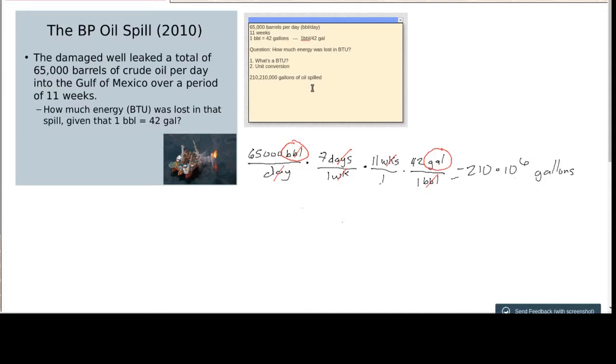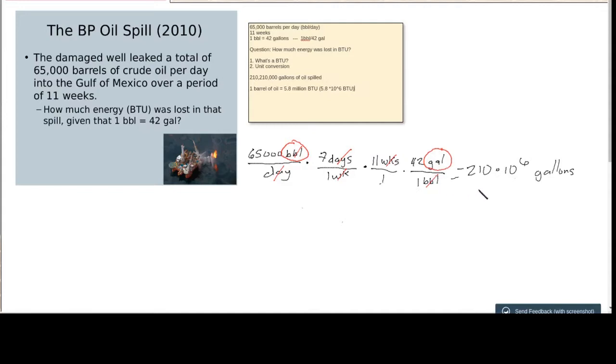Sometimes we know those conversions, and sometimes we don't. And in this case, I find that I actually have a harder time finding a conversion to gallons. It's easier to find a conversion to barrels. So it turns out that 1 barrel of oil equals 5.8 million BTU. That's 5.8 times 10 to the 6th BTU.